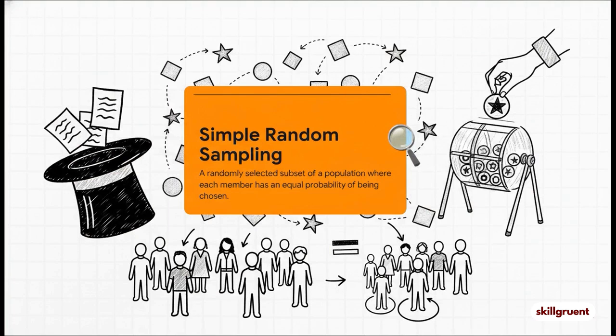And the most famous member of this family? Simple random sampling. It's exactly what it sounds like. This is the purest form of that lottery we were talking about. It's literally like putting every single name into a giant hat, shaking it up and pulling names out. Every person has the exact same shot of getting picked. It's clean, it's simple, it's fair.